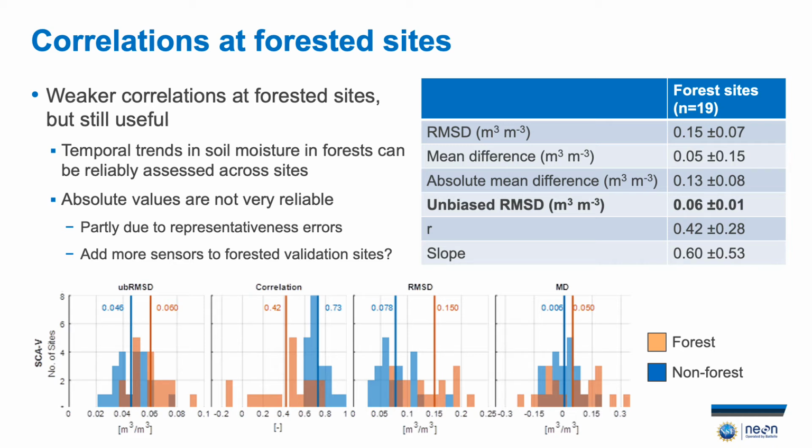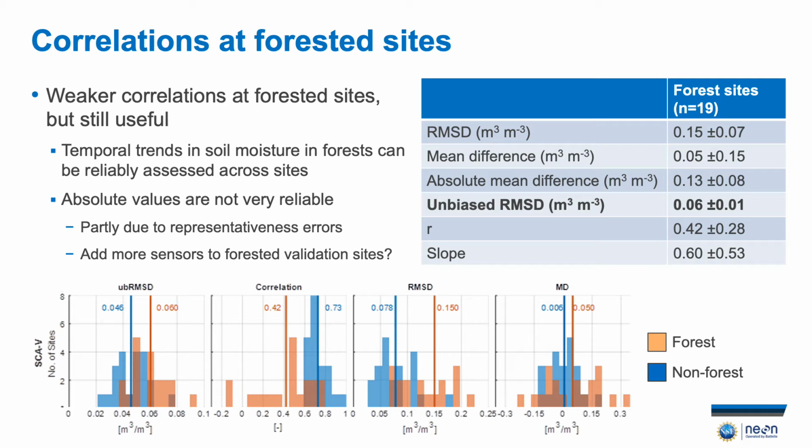The root mean squared deviation was 0.15 meters cubed per meters cubed. Some of that is due to representativeness errors, so certainly adding some more widely distributed sensors to the validation sites could help, but also a large proportion of it likely comes from SMAP measurement biases as well.